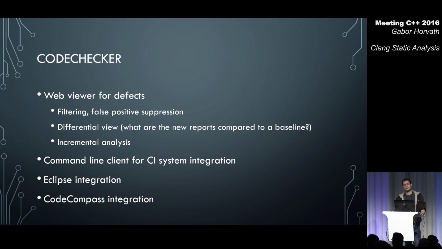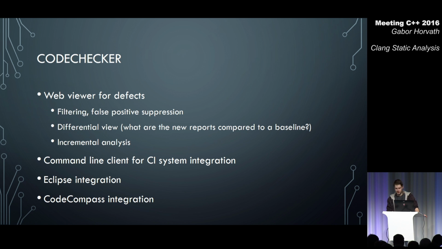So CodeChecker is basically a web viewer for the facts. So the results of the static analyzer and the Clang tidy can be viewed using your web browser. And you can also do filtering. So you can write certain queries. What kind of reports are you interested in? And also you can mark bugs as false positives, so they will not reappear when you are reanalyzing your project.